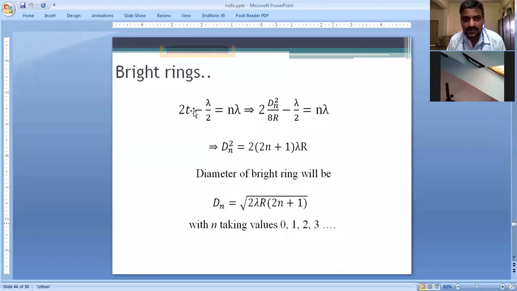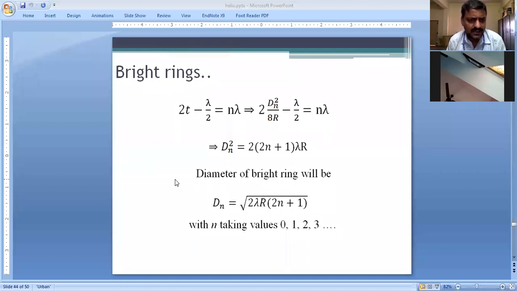Some girls asked me, what happens if I take plus lambda by 2? Then your expression will be 2n minus 1. Then you cannot use 0, because if you put n equal to 0, the expression becomes negative. The square root of a negative number is complex, which is not real. But remember, diameters are real. If I ask you your age, you should not reply 17i. I is an imaginary number. 17 years is okay; 17i years is meaningless. Just like that, the diameter is also real.